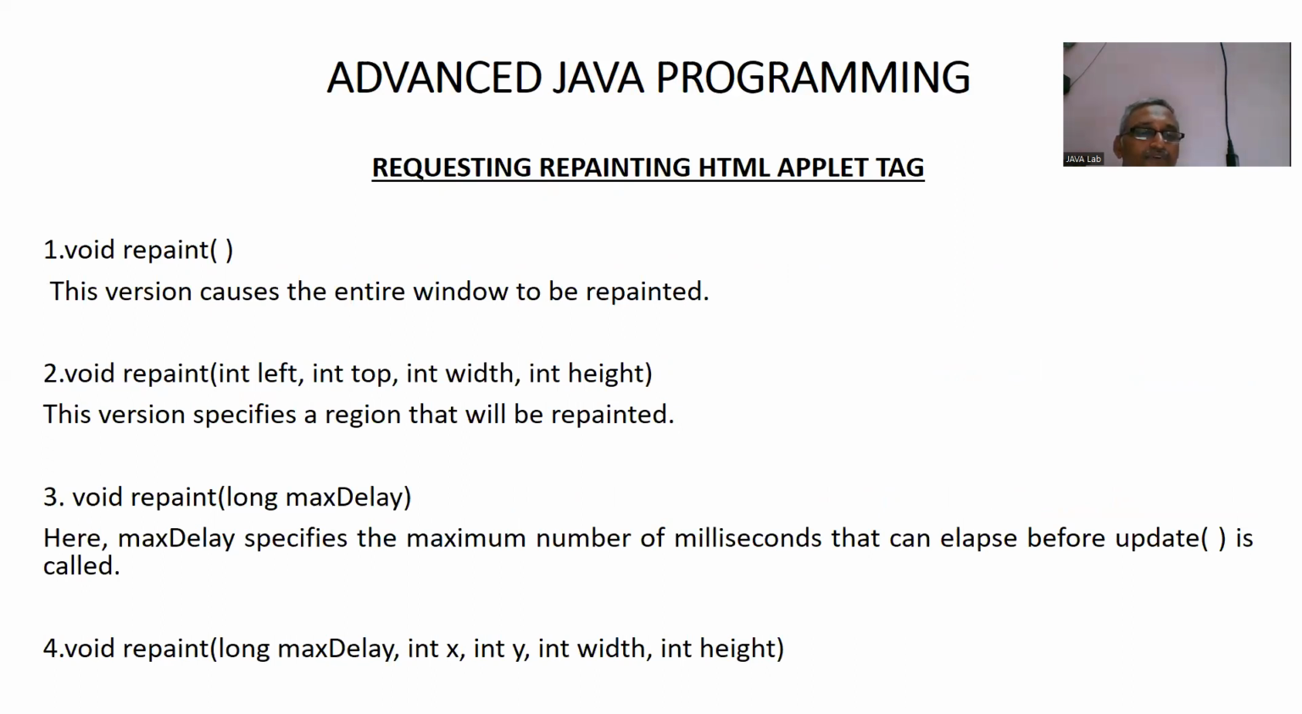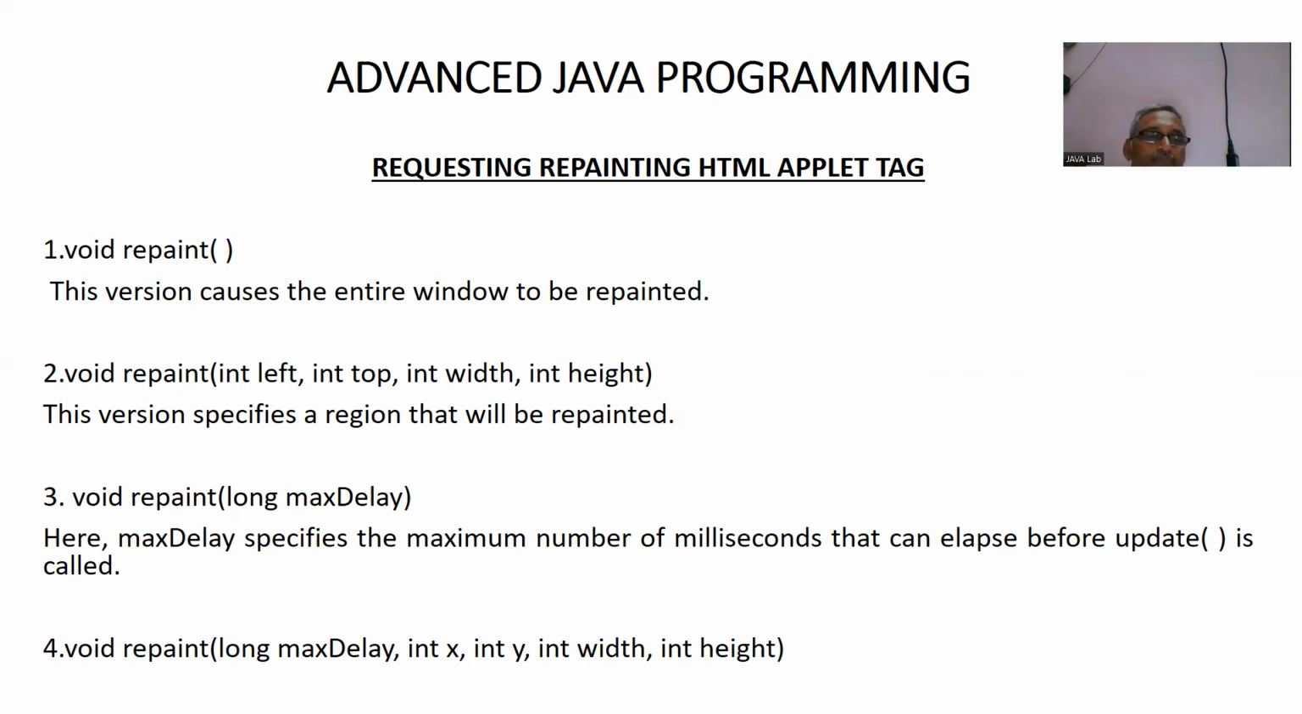This version specifies a region that will be repainted. Next one, void repaint(long maxDelay). Here, maxDelay specifies the maximum number of milliseconds that can elapse before update is called. Next, void repaint(long maxDelay, int x, int y, int width, int height).